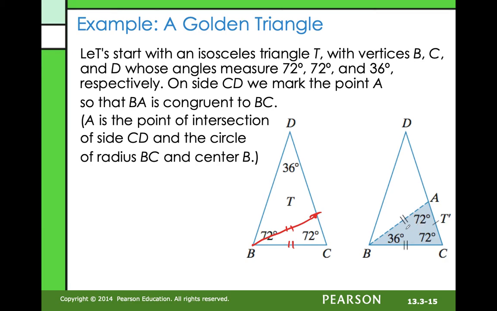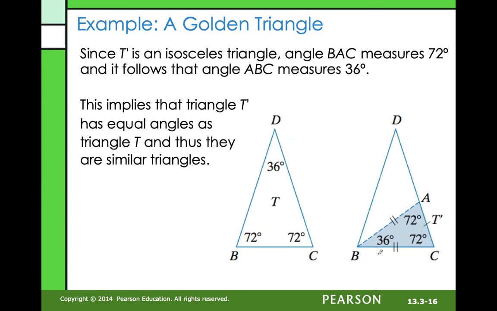Looking at that, now you have a new isosceles triangle, which means that this 72-degree angle should now be the same as this new angle that we've formed, BAC. And then we're also cutting this angle in half, so 72 degrees is now 36 degrees. Again, this talks you through all that I just mentioned. So this implies that triangle T prime has equal angles.